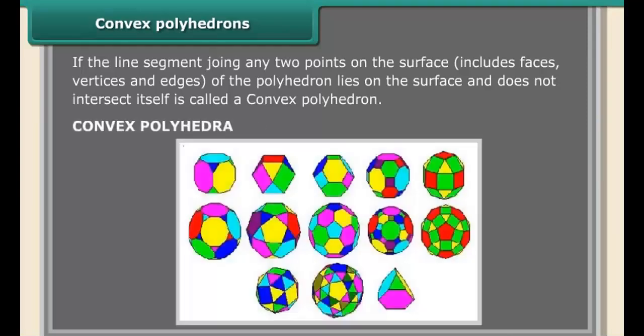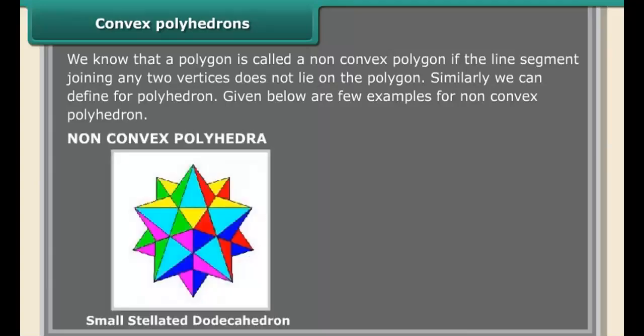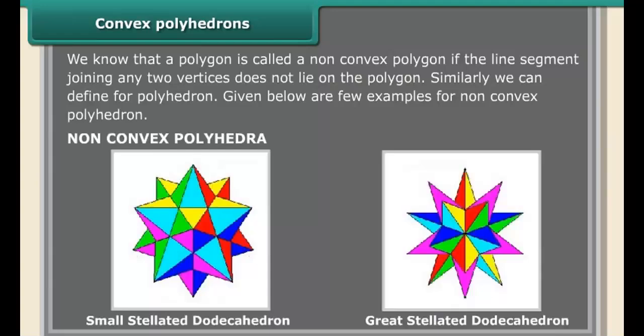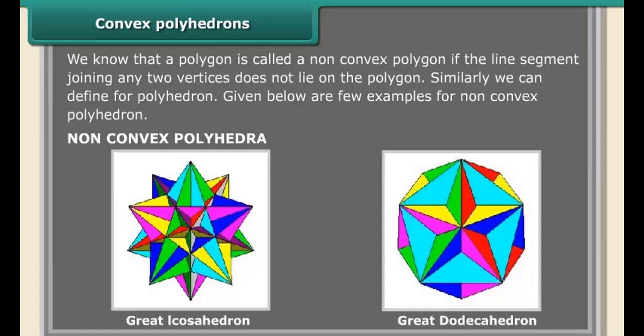Non-convex polyhedra: we know that a polygon is called a non-convex polygon if the line segment joining any 2 vertices does not lie on the polygon. Similarly, we can define polyhedron. Given below are few examples of non-convex polyhedra: small stellated dodecahedron, great stellated dodecahedron, great icosahedron, great dodecahedron.